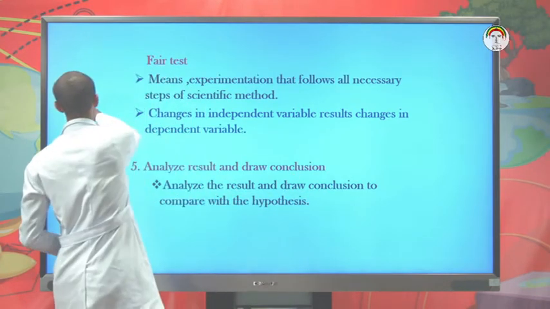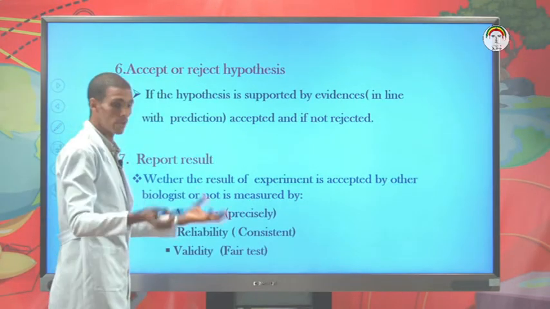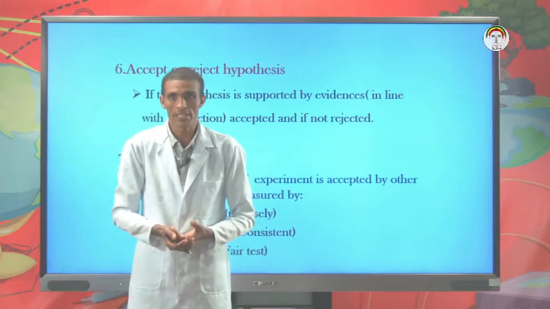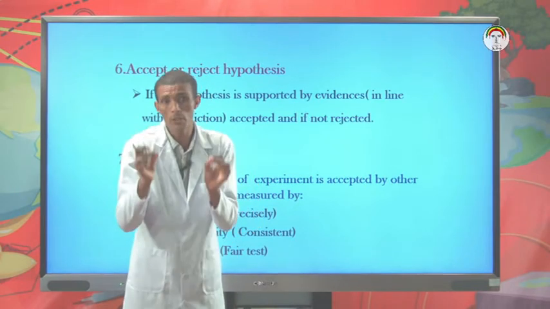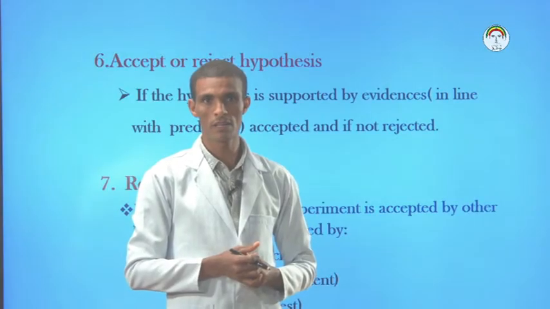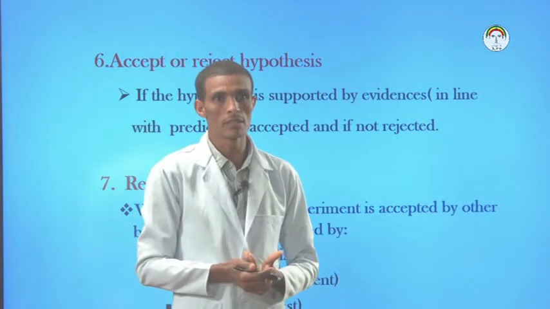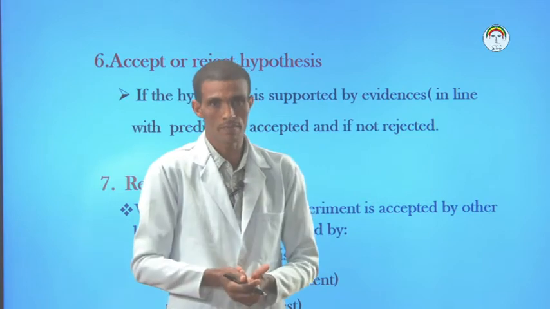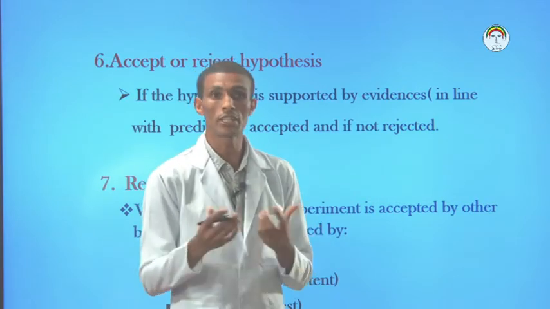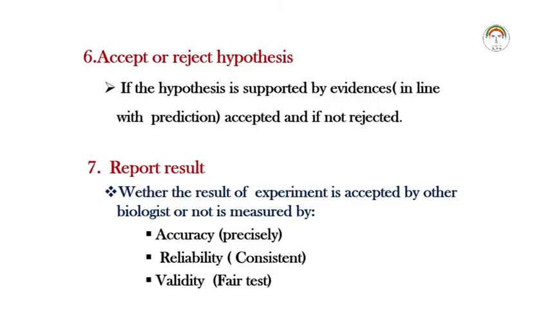And then after we analyze our result, we come to accept or reject it. If our hypothesis is supported by repeated experimentation, we accept it and it develops into a theory. If not, it is rejected. Rejection or acceptance of our hypothesis about our identified problem is based on evidence.